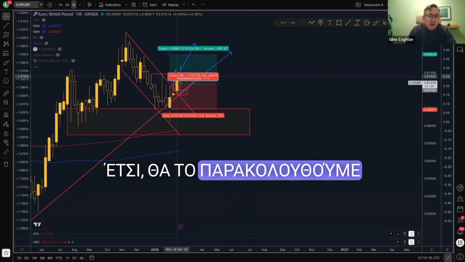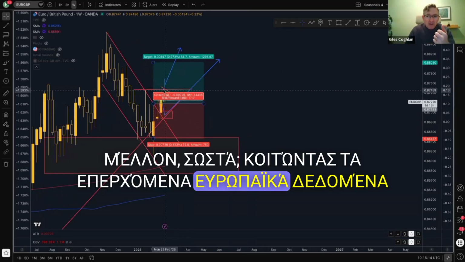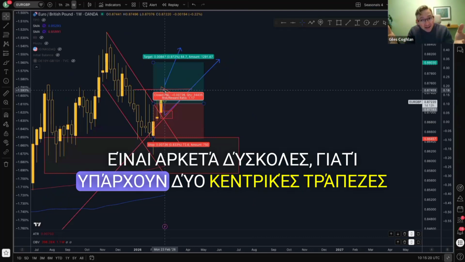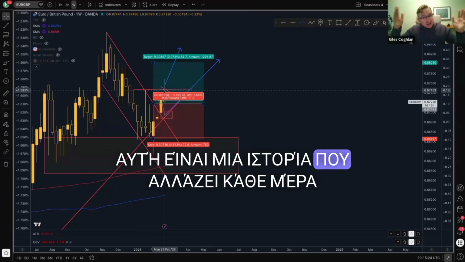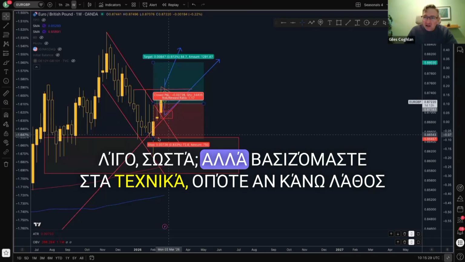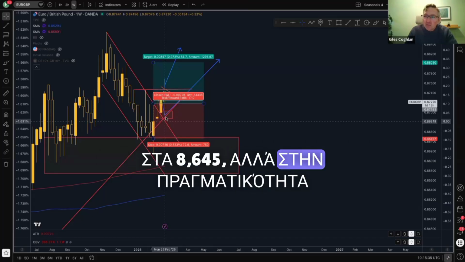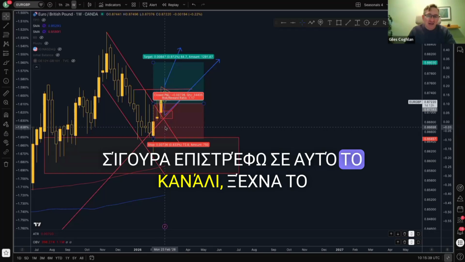So we'll keep an eye on that, and this will be a good case study for us going forward, right? Looking at the incoming European data, UK data. It's one of the reasons why FX trading is quite hard, because there's two central banks, there's two sets of data going on. And this is a story that's changing every day slightly. But we're using the technical. So if I'm wrong, where am I out? Worst case scenario, I'm out here, 8645. But in reality, once I start getting under this level, definitely back into this channel, forget it.